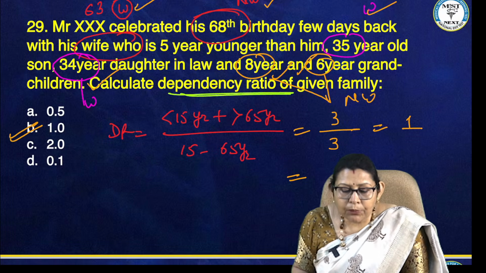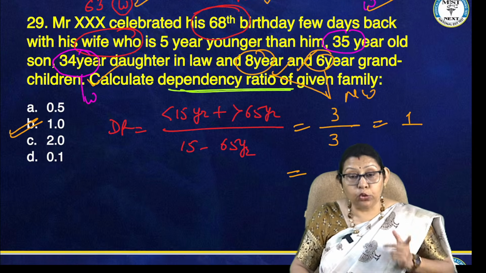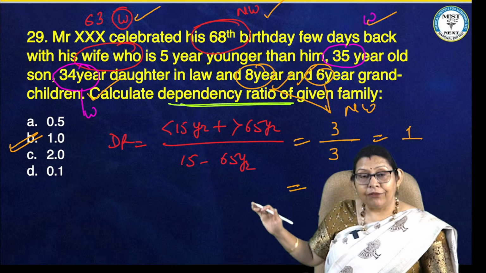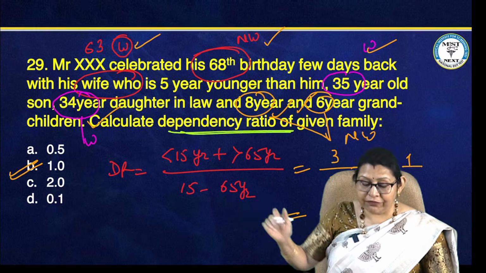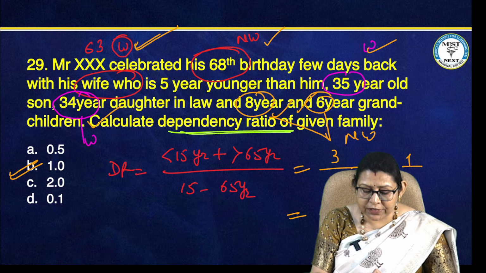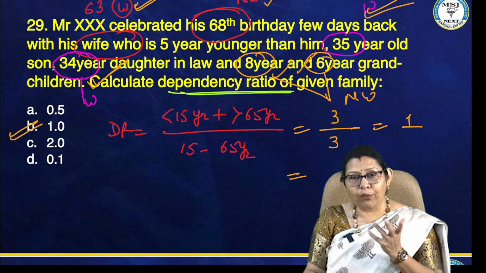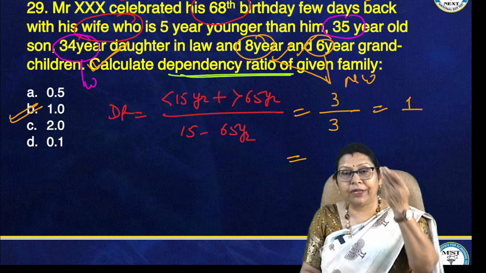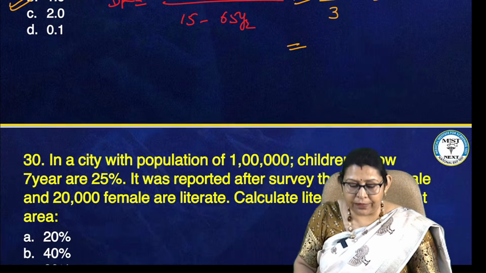Beta, it is not 0.5. Why are you taking 3 by 6? 6 is the total, we are not taking the total. How many are working? Working means those between 15 and 65. Those between 15 and 65, so 3 only working. This is working, this is working and this is working. So it is 3 only working and 3 non-working. It is not non-working by the total population. Okay, so here the dependency ratio will be 1.